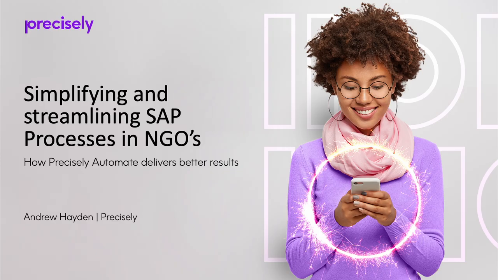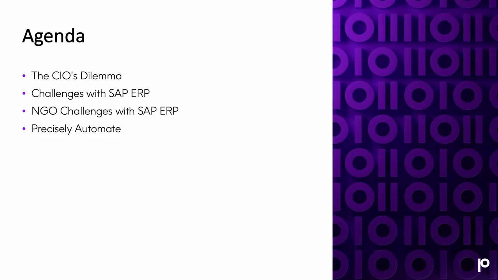Today, we're going to be talking about simplifying and streamlining SAP processes in non-governmental organizations. And specifically, we're going to be talking about how Precisely Automate can help you achieve better results. I'm Andrew Hayden. I'm the Principal Product Marketing Manager for the Automate products here at Precisely, and I will be your host today.